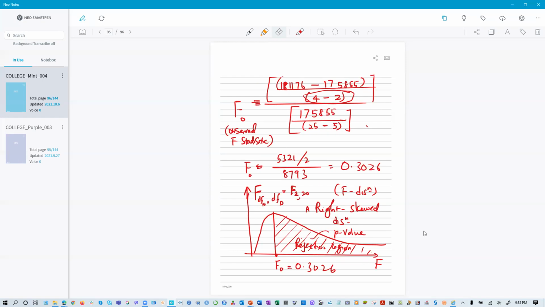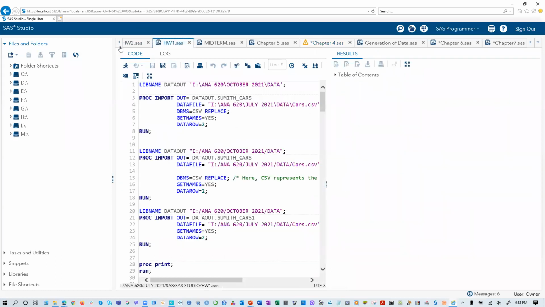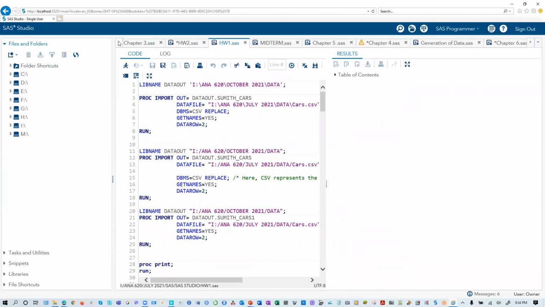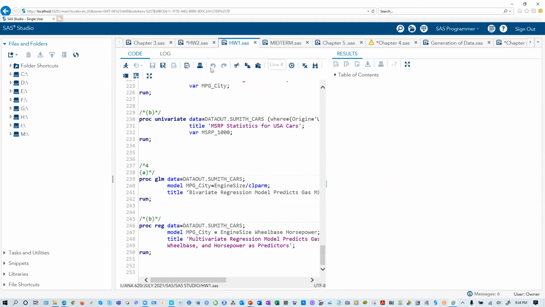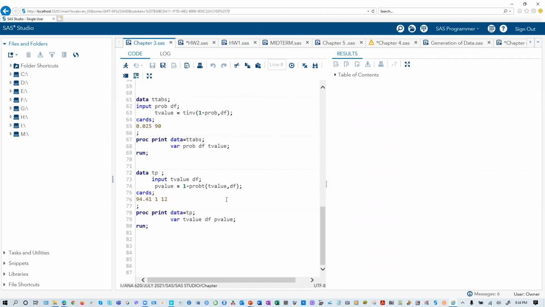Now you have to find this probability. How do you find this probability? I need this probability, F greater than this value. How are you going to find that? Let's see how we're going to find this one. That's what we were talking about in chapter 3. I'll show you, over here.